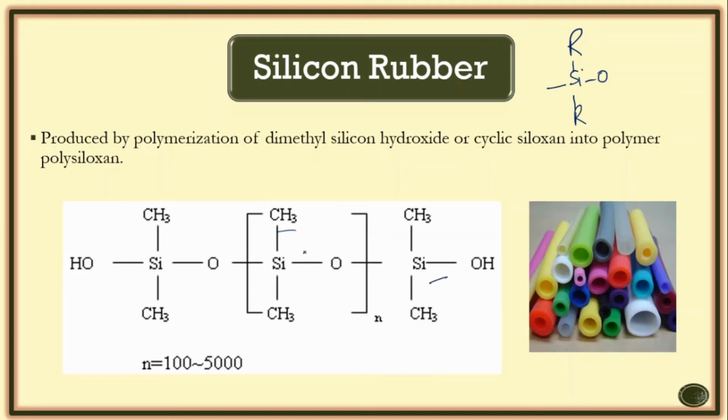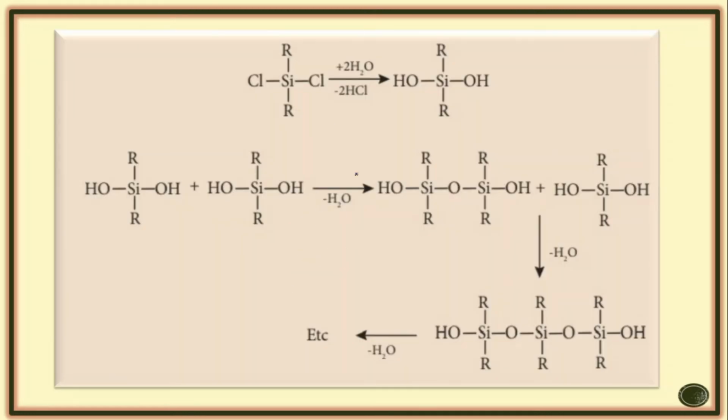So this is obviously produced by polymerization of dimethyl silicon hydroxide, which looks like this. On hydrolysis we get this, and on polymerization they are obviously going to react, right? So H2 gets released in this particular reaction, and similarly this keeps on going and H2 is released and the chain gets increased.